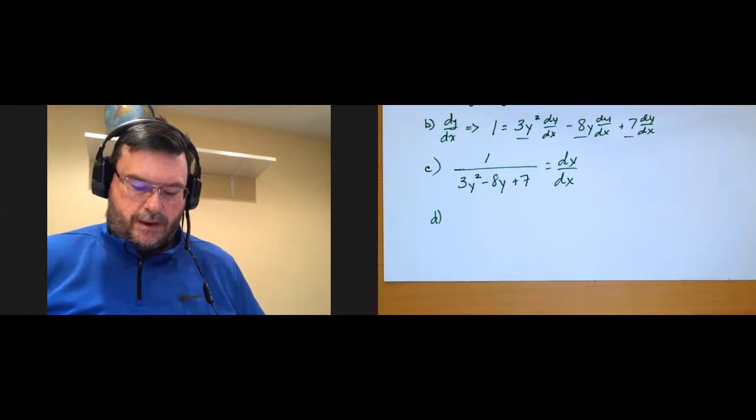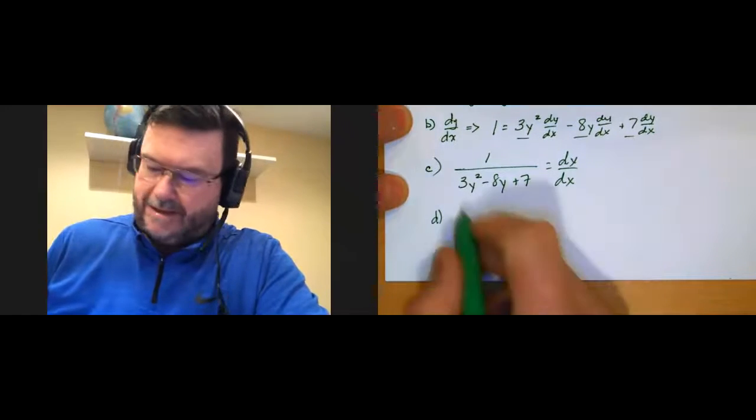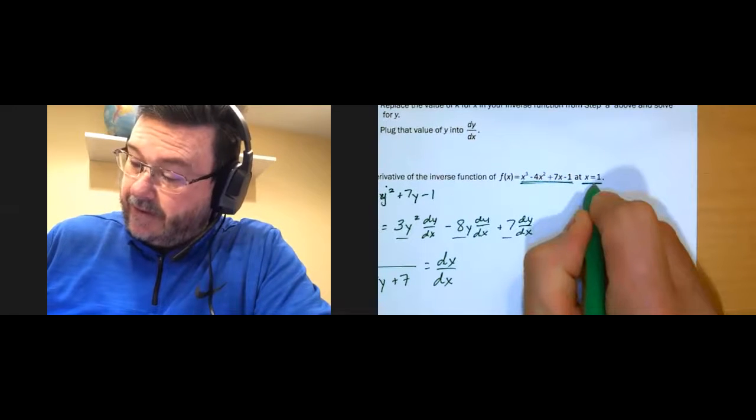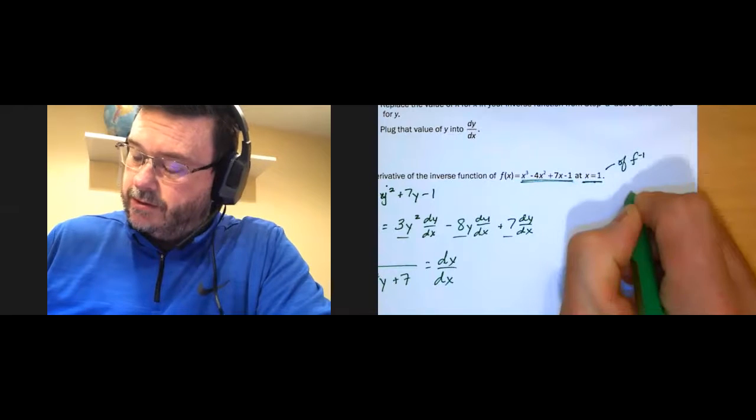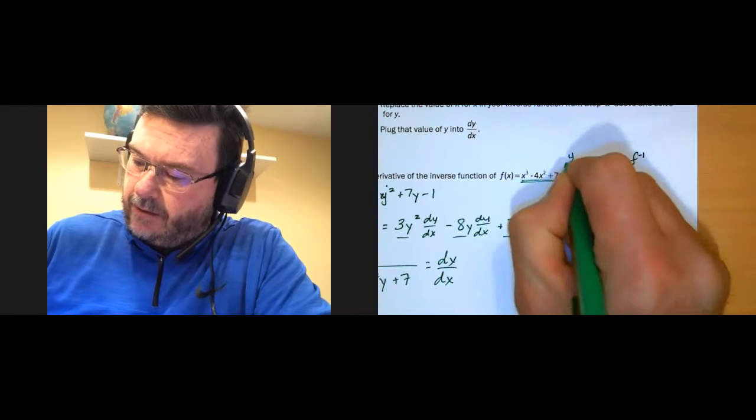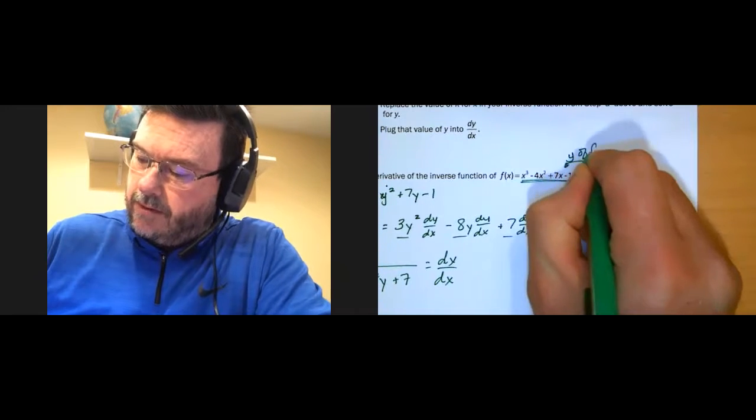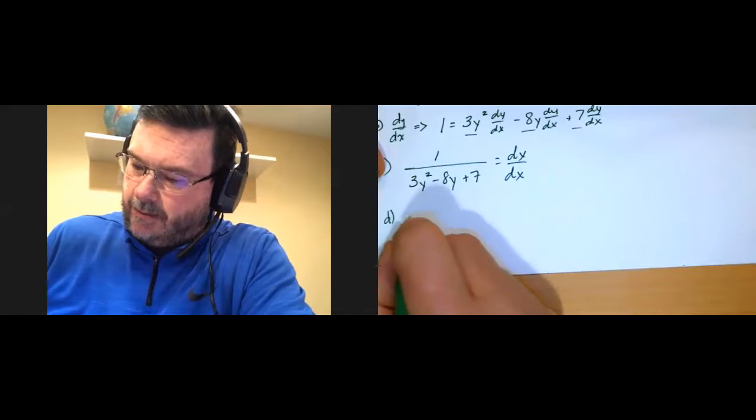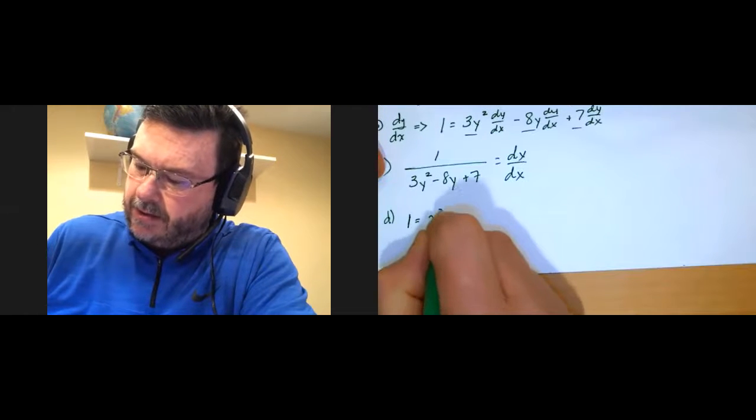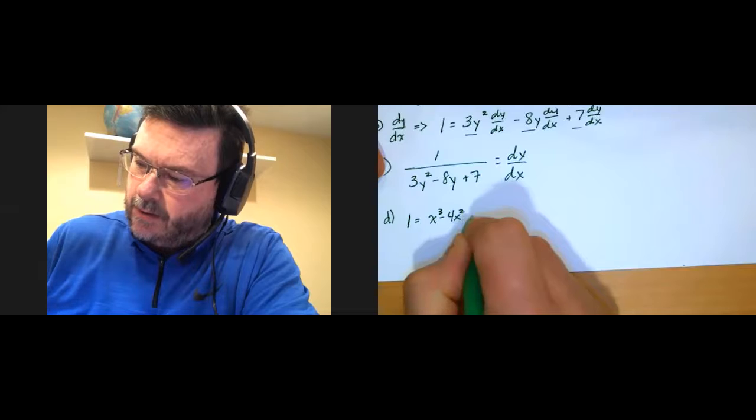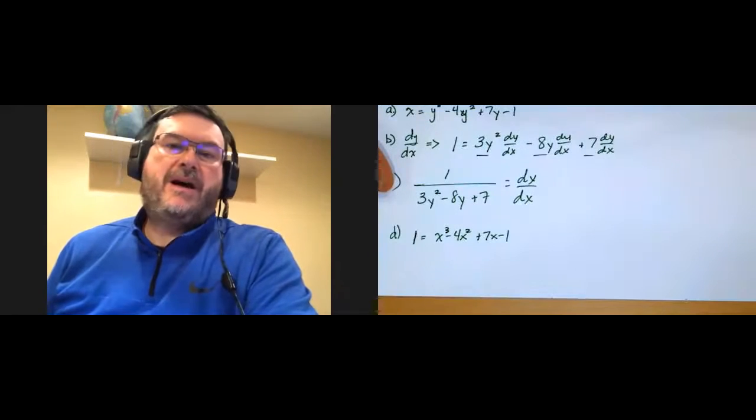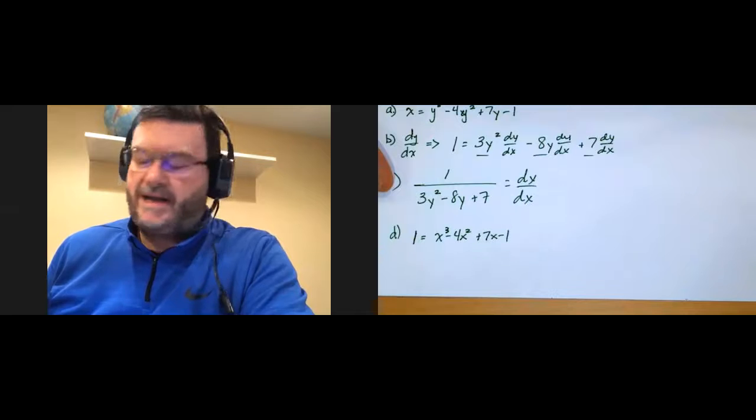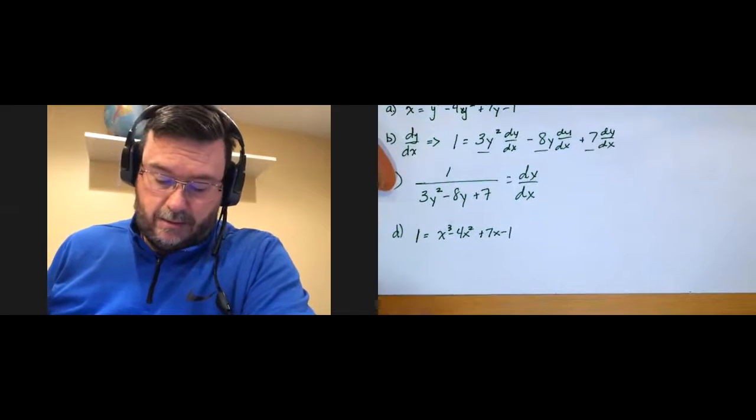So what we are going to do is set this. This is an x value of the inverse, so it would be a y value of the function. We need to set 1 equal to x cubed minus 4x squared plus 7x minus 1. Use your calculator or Desmos or something to find what that is.